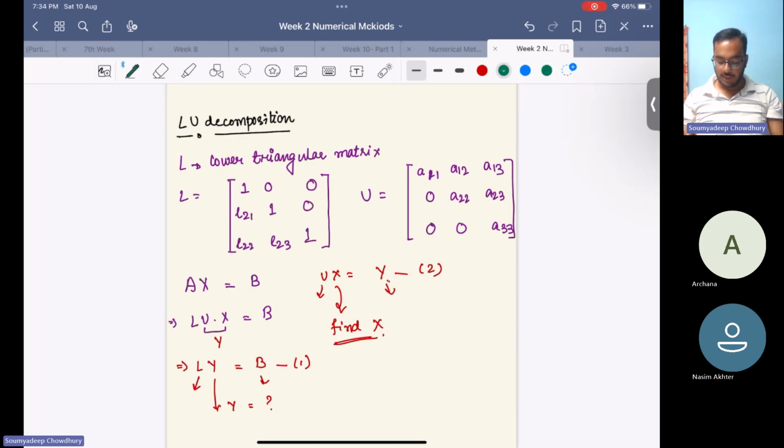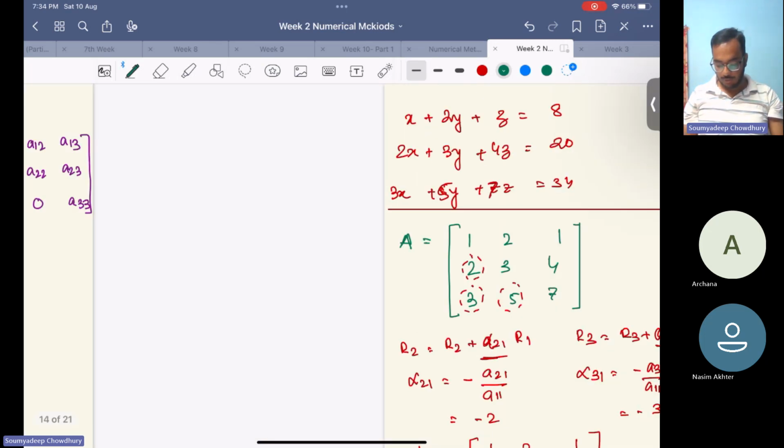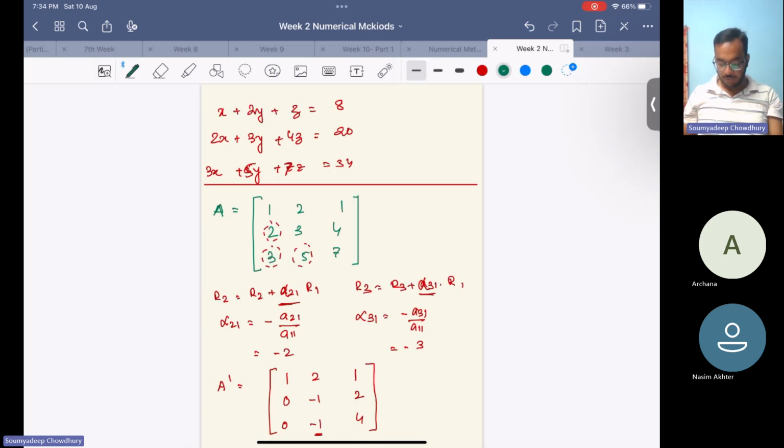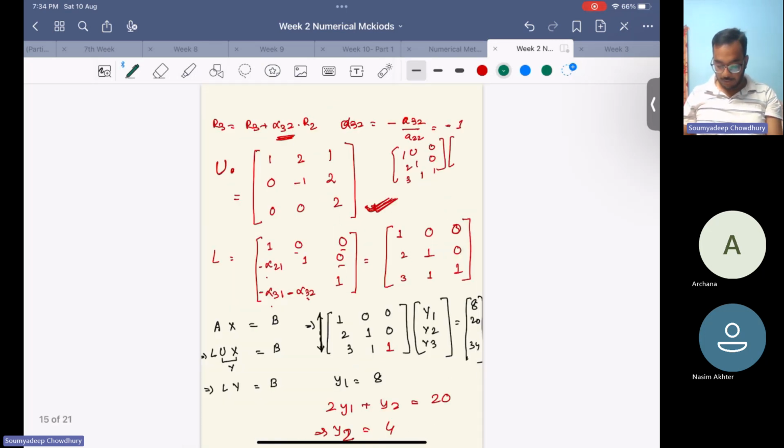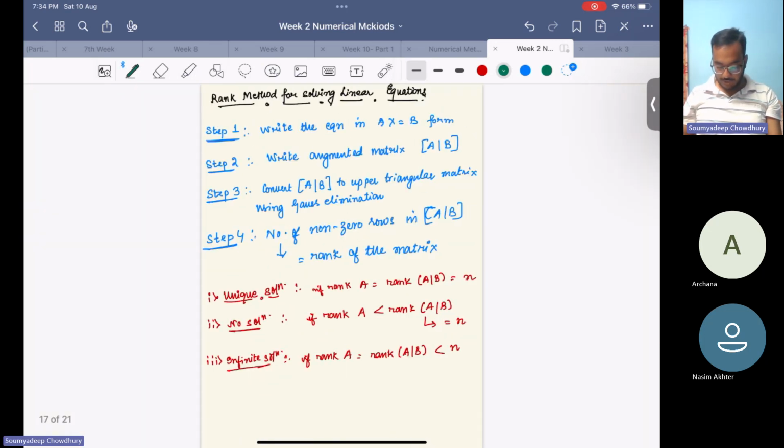Then we went to LU decomposition matrix, where we basically decompose any matrix into an L and a U, that is a lower triangular matrix and an upper triangular matrix. And from that, we found out how we can get the solution. You can just go through these notes if you miss the lecture, or the recording is also available with you. So this was all what we discussed in the last class.